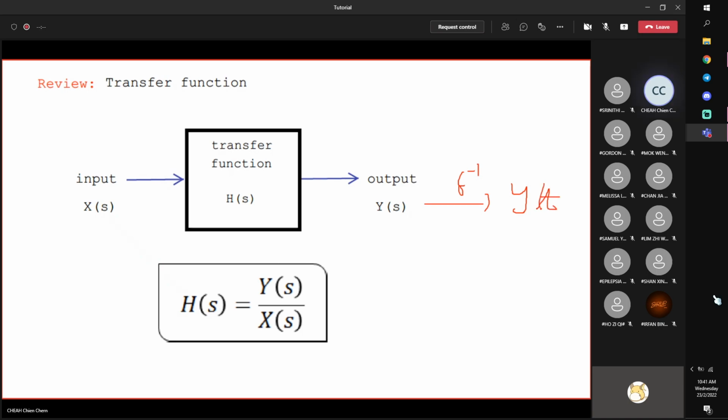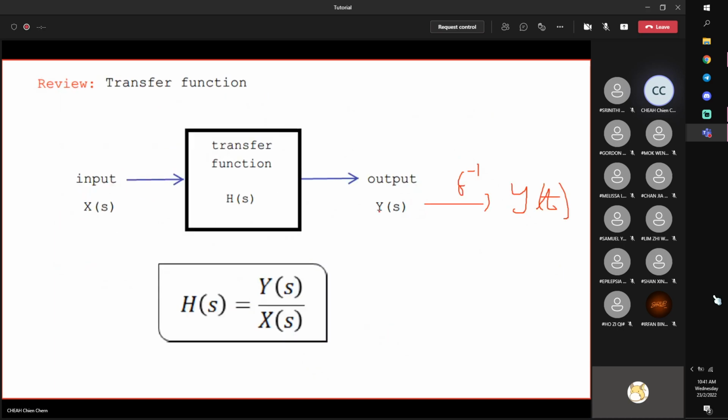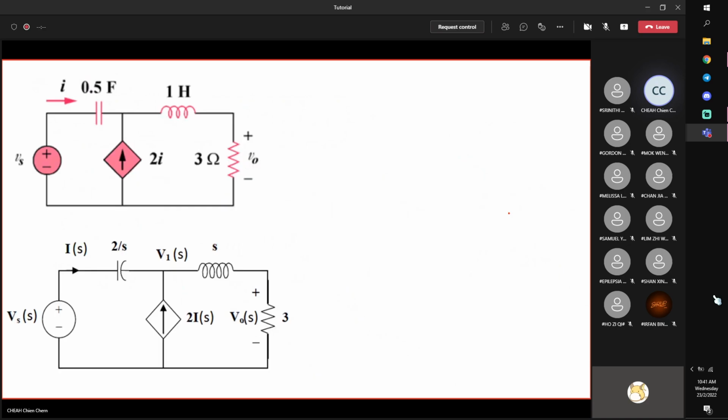So this simplifies your calculations significantly, in the sense that you need not repeat it 3 times. You only find your model. You multiply this model by your input to get your output, then take the inverse Laplace transformation. So these are the key ideas. Okay, firstly, we have to find the transfer function. And in order to do that, you must first transform your circuit into the Laplace domain.